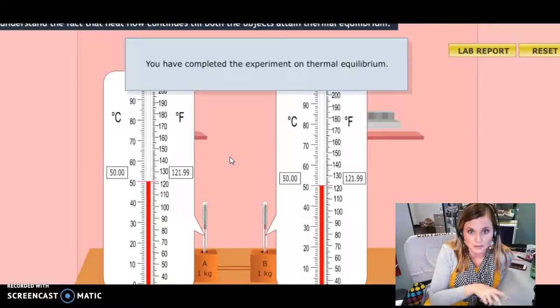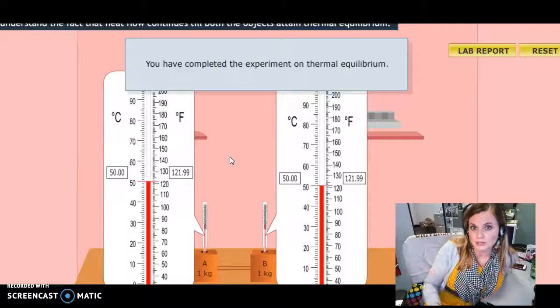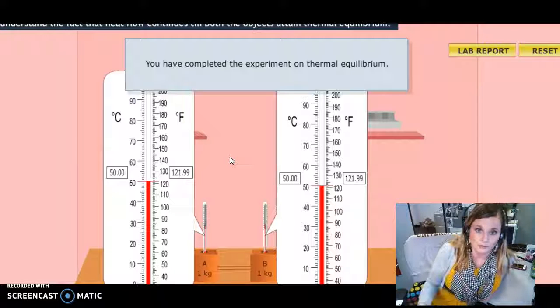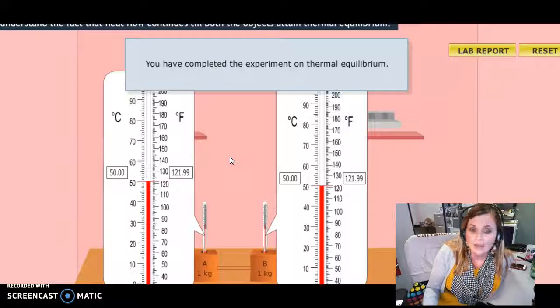Okay, so this is copper, and each type of material has a different specific heat or different heat capacity. So you're going to have to look that up in a table in your textbook, and it will tell you, basically, how much energy is needed for it to change temperature. Okay, that's what the heat capacity is. So you'll need that information as well to complete the analysis portion of this.